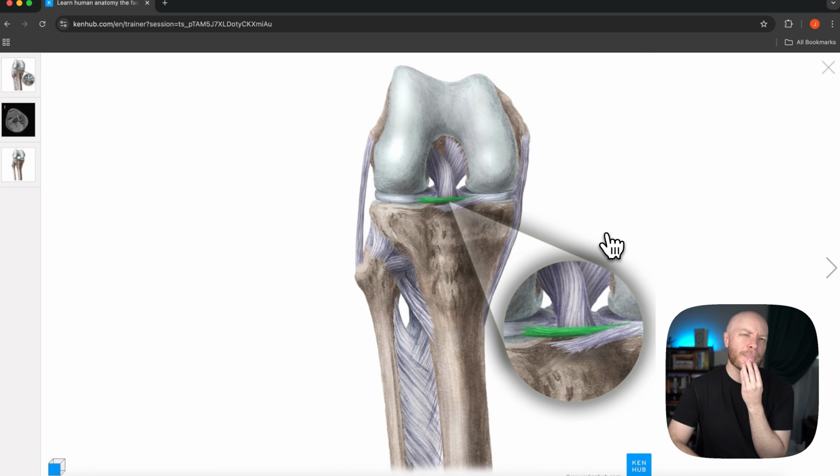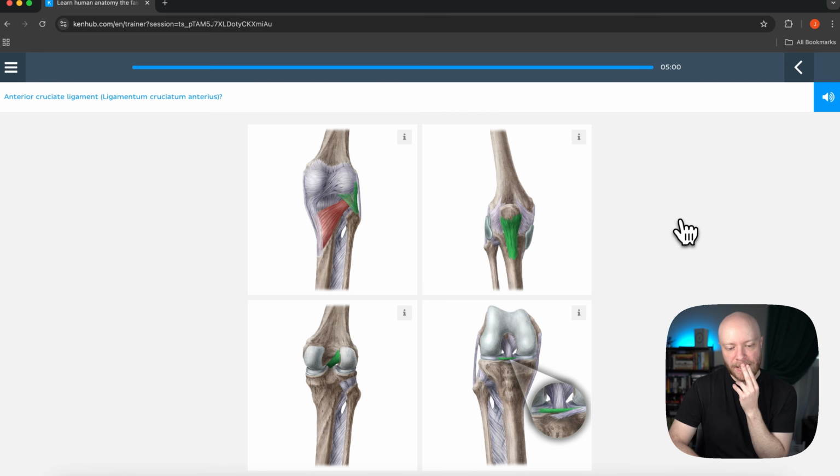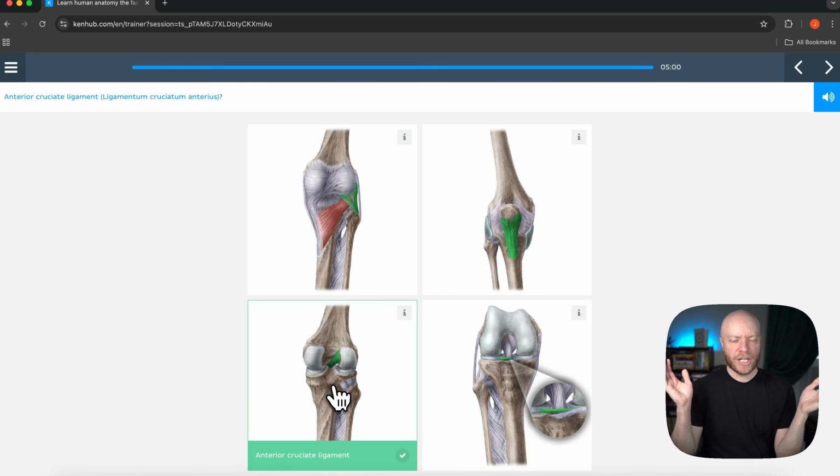Well, I think I did. I kind of mentioned it. I almost said what it was. I really got to stop that. I have a bad habit of ruining these as we go along. The answer is going to be this one, anterior cruciate ligament.